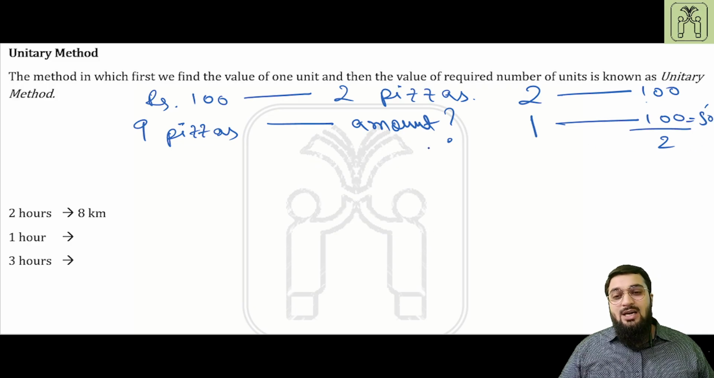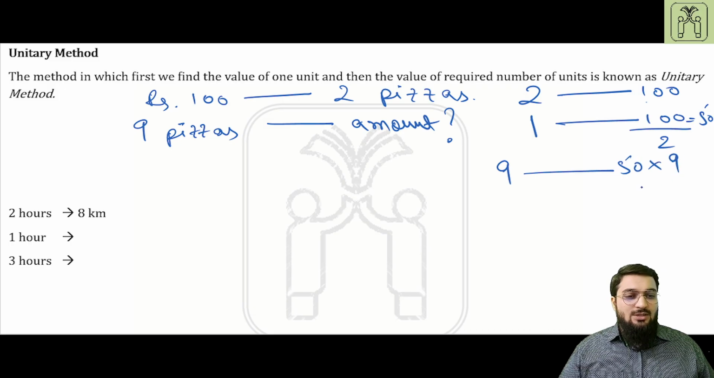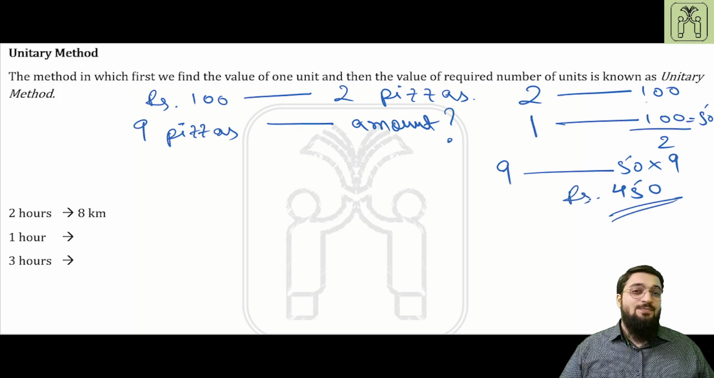After that, I know that 9 can be made by multiplying 1 with 9. So 9 into 1 is equal to 9, and this will be 50 into 9. So therefore the answer will be 9 5s are 45, a 0, and the answer will be 450 rupees. So this is what a unitary method is.